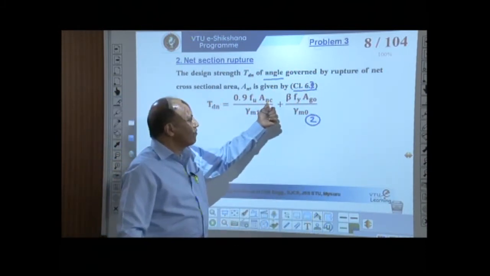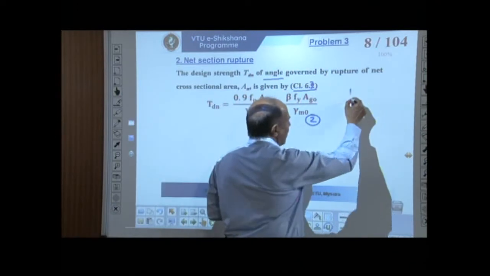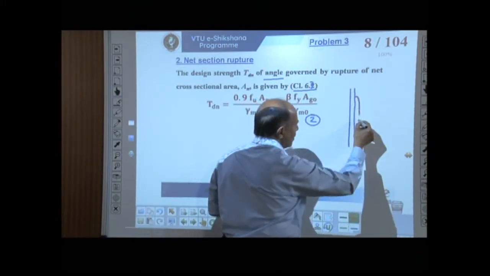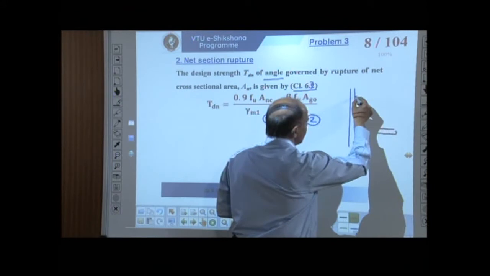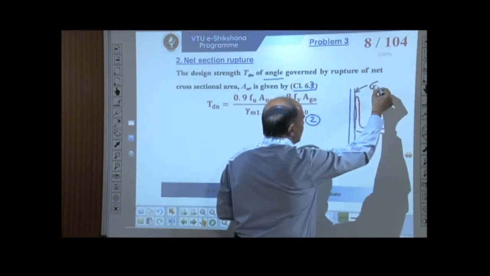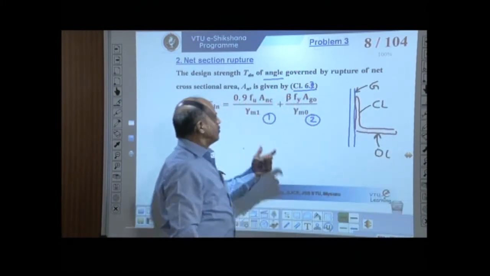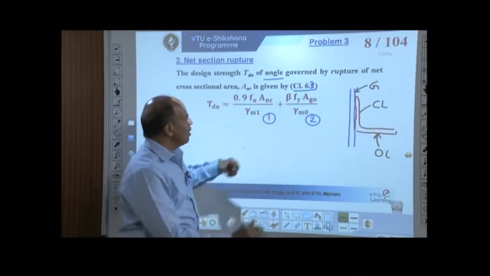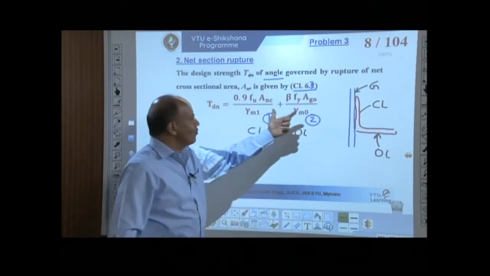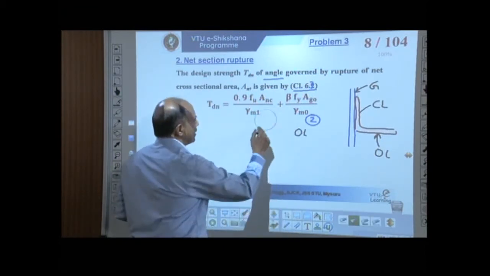The first one is for the connected leg and this is for the outstanding leg. If you check the kind of connection that we have here, that is the gusset plate, and the angle is placed something like this. So that is the gusset plate, that is the connecting leg and that is the outstanding leg. The first term is with respect to the connecting leg and this is with respect to the outstanding leg. The strength of this plus this should be equal to the net strength of that particular section.